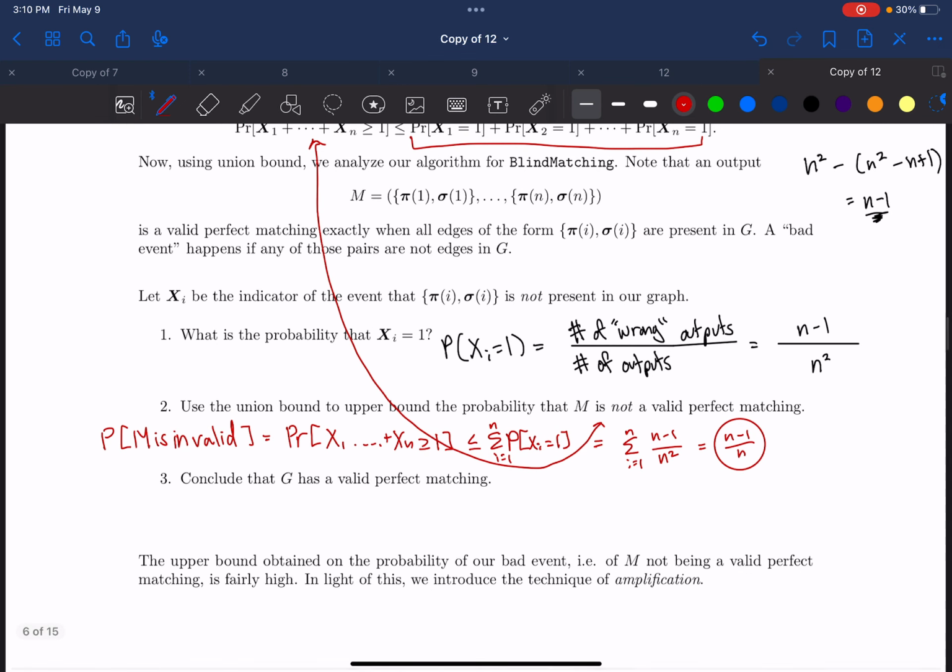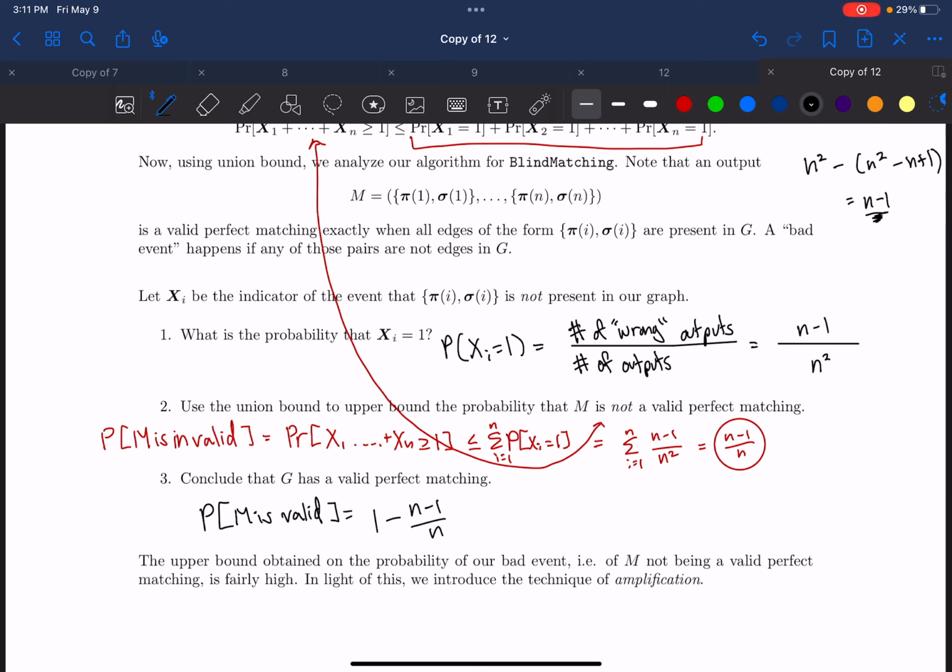Part 3 then is to conclude that G has a valid perfect matching. So this is actually a pretty interesting component of probability here, where in part 2, what did we calculate? We basically just calculated the probability that M is not a valid perfect matching, or essentially the probability that our randomized algorithm will fail for any specific run, which then consequentially means the chance that our algorithm succeeds is going to be 1 minus that, right? So it's going to be 1 minus n minus 1 over n. This is the probability that M is valid.